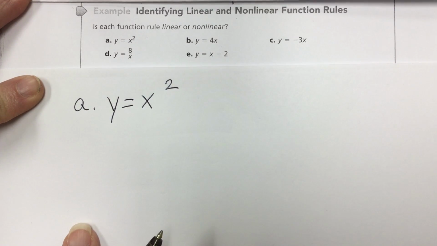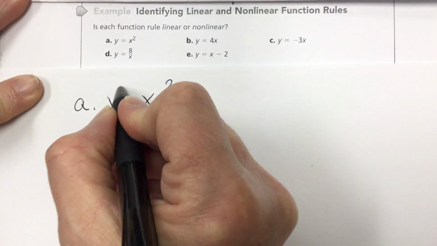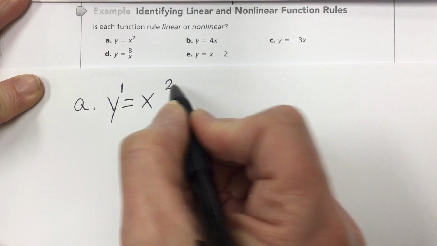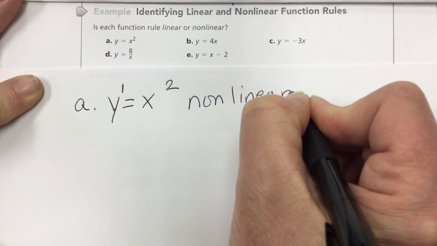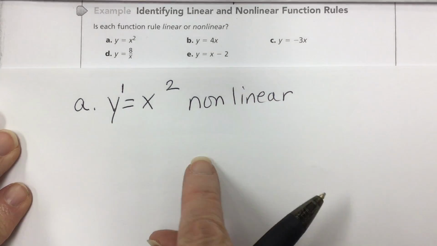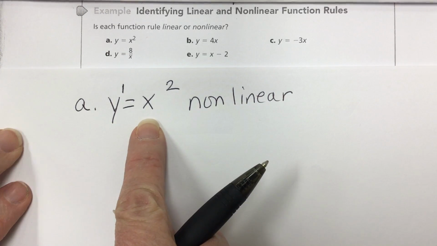Based on what we've talked about, if you have an x and a y, they both have to be raised to the first power in order for it to be linear. Well, y is raised to the first, but x is raised to the second. Therefore, this one is nonlinear. Now, I'm going to graph this, and I want us to see what this graph looks like.